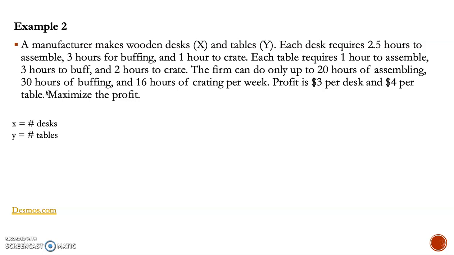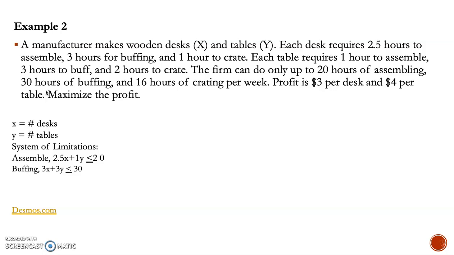So let's first write an inequality, or a limitation, for assembling. For assembling, it takes 2.5 hours per desk, so 2.5x, plus 1 hour for tables, so 1y. And then altogether, the company just has 20 hours that it can afford for assembling, so it's less than or equal to 20.